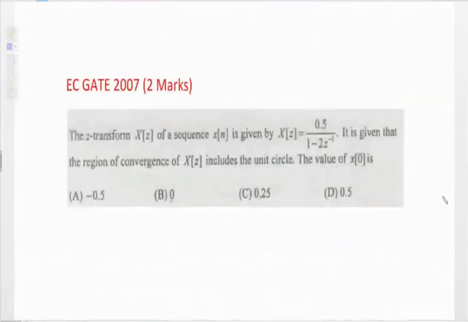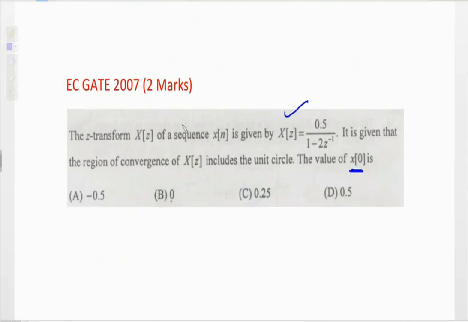This is from the GATE examination 2007 for 2 marks, C branch. The question is: the z-transform X(z) of a sequence x(n) is given by X(z) = 0.5 upon (1 − 2z⁻¹). It is given that the region of convergence of X(z) includes the unit circle. So the ROC is including the unit circle. That information is provided. The value of x(0).